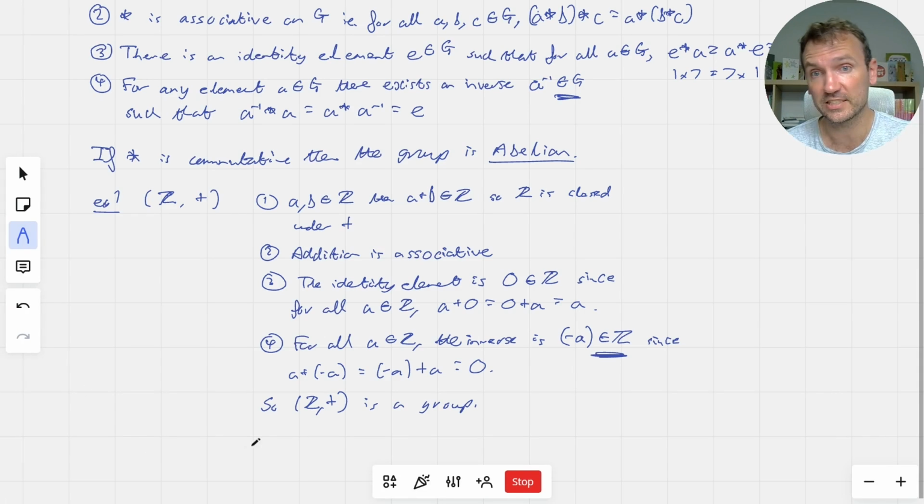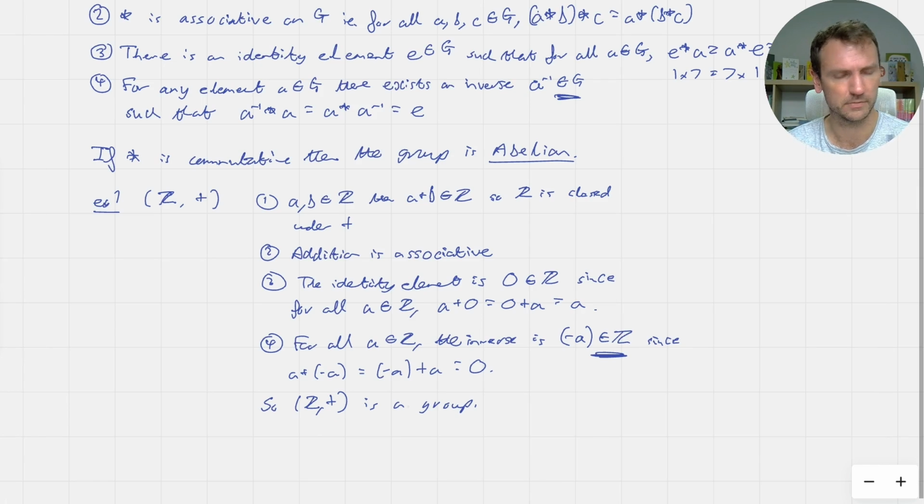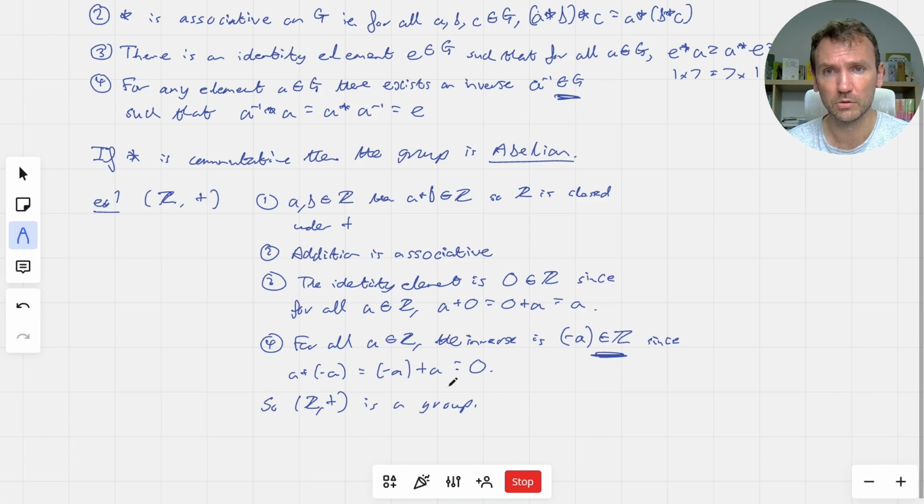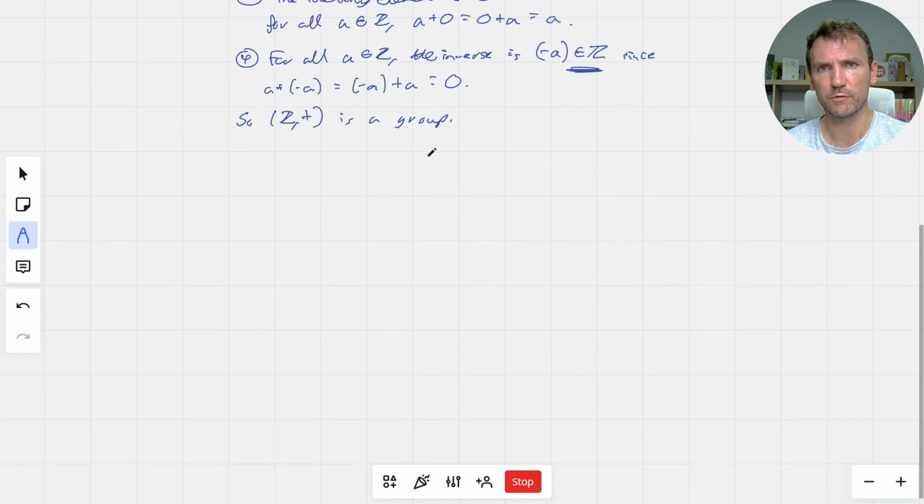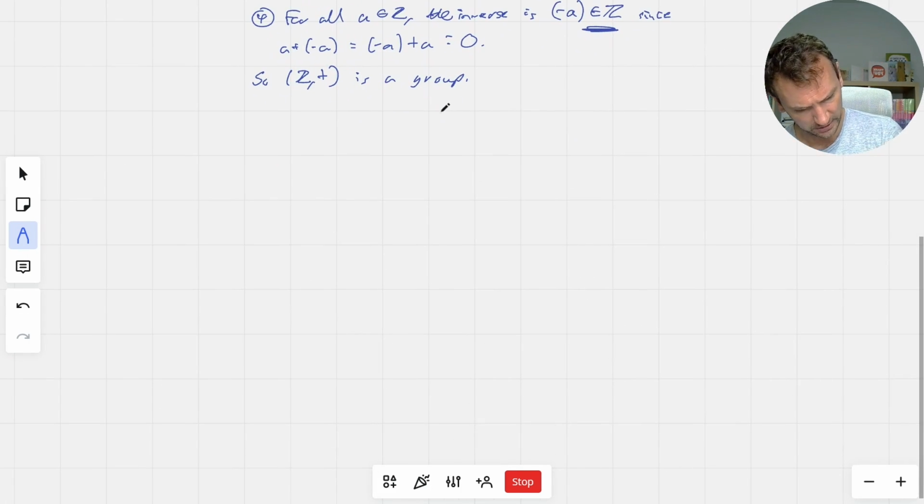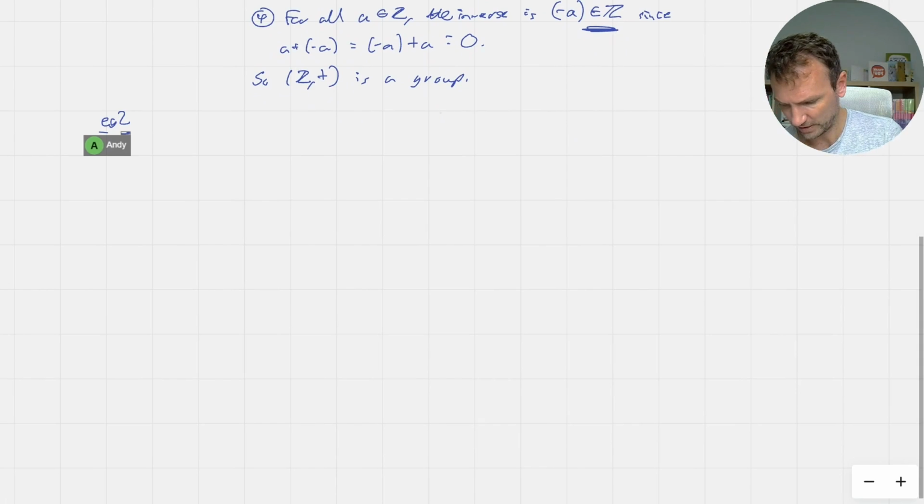Now, in this case, this is a special group because addition is commutative, so this would be an abelian group. But here, I wasn't considering that. I was just seeing if it satisfied the axioms. Okay, let's look at another situation then. So what about if we go for a slightly tricky group here? And we might have to explain what we mean here.